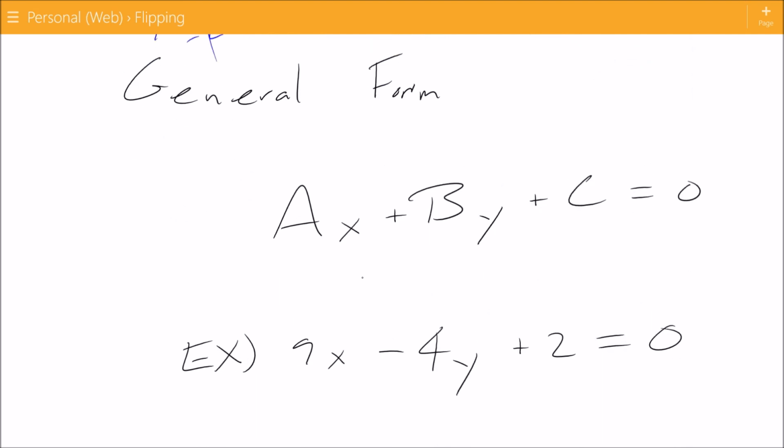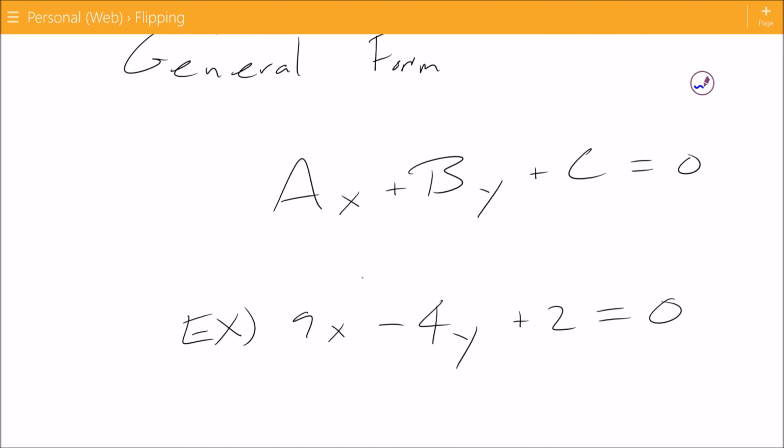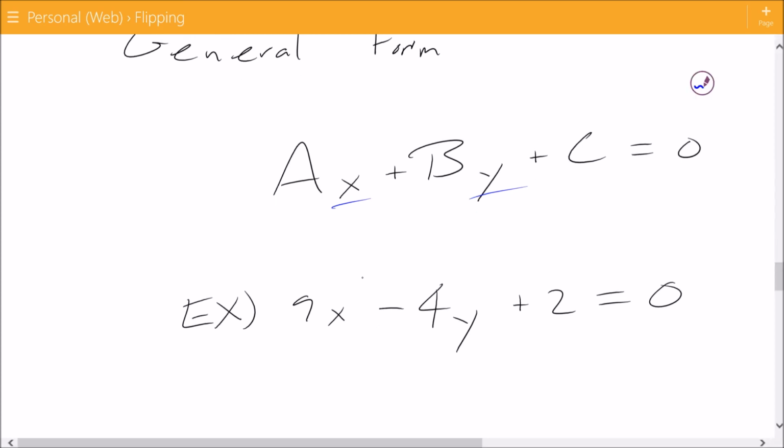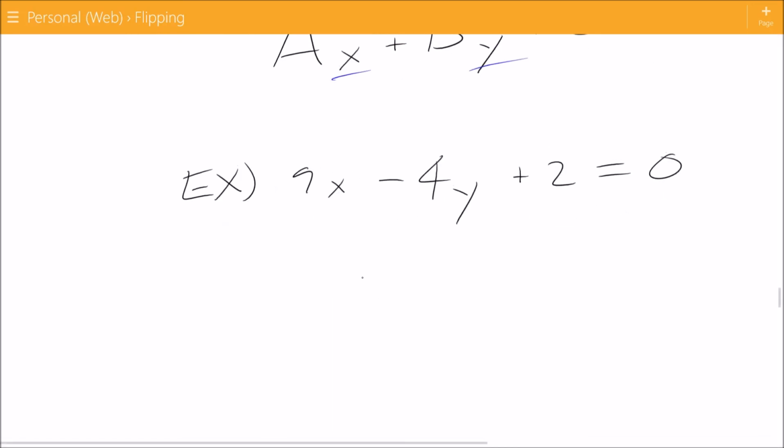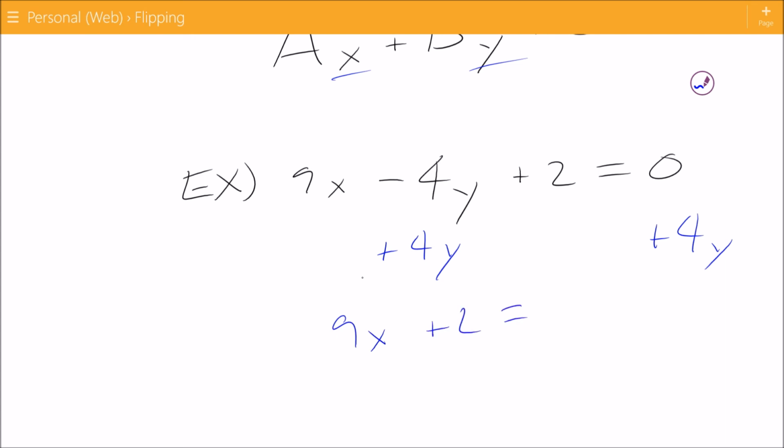Also, one last form you can have. This also is a linear function. x, y are there, and you can have it presented as this: 9x minus 4y plus 2. These are pretty easy to get into slope-intercept form. What I would probably do is add 4y to both sides. 9x plus 2 then equals 4y. Divide both sides by 4.